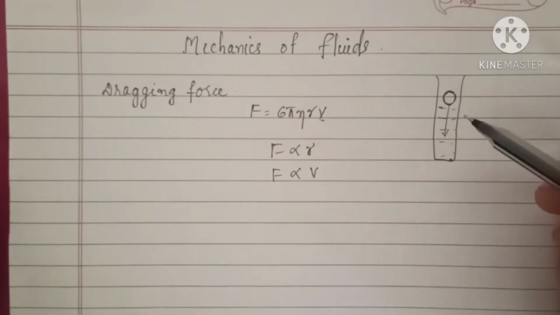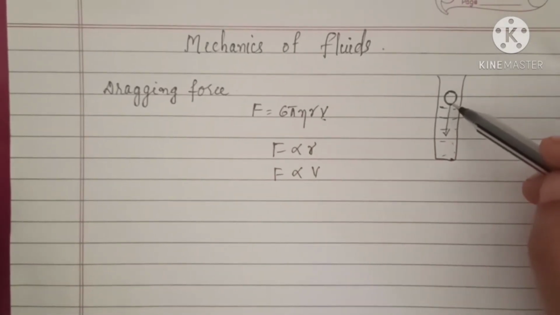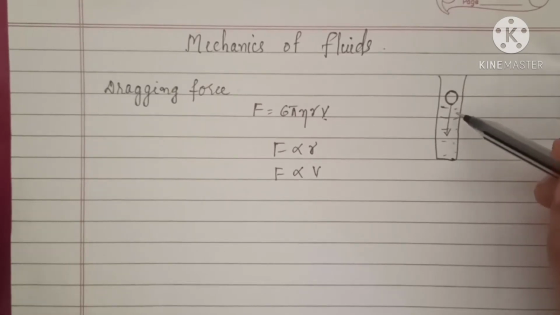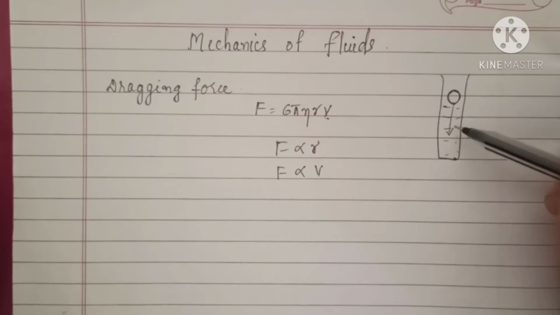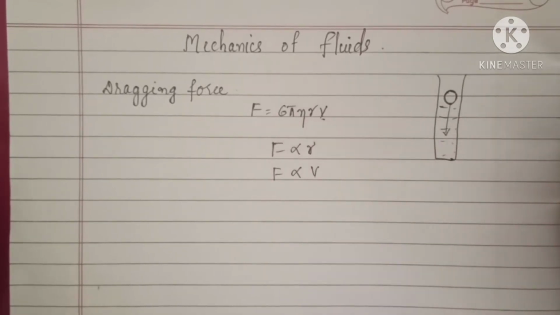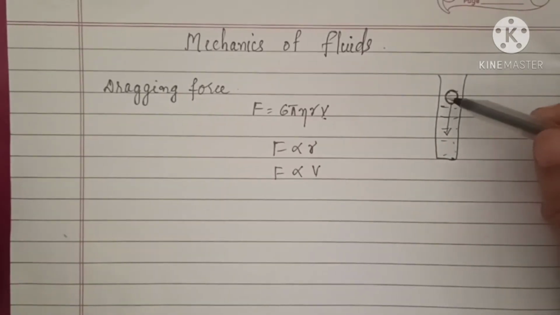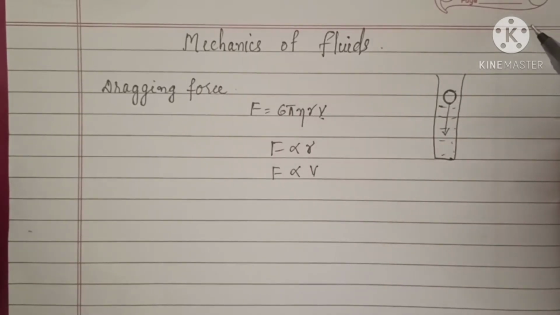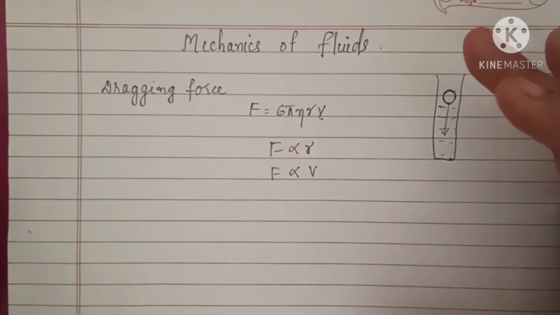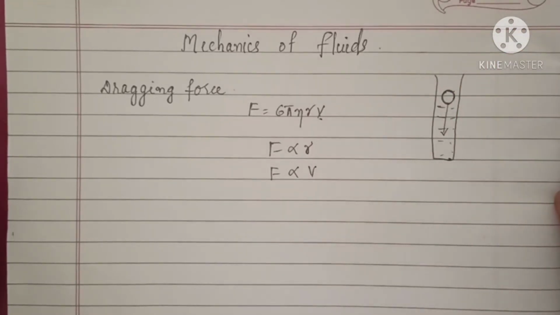That means if the velocity of the sphere as it moves downwards is increasing, the viscous force also increases. And if you are using a larger sphere, the viscous force again increases. Understood? So this is the Stokes' law of viscosity that you know.